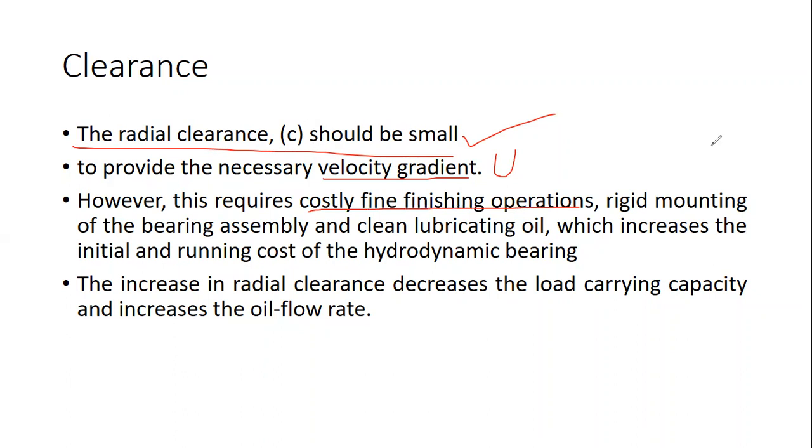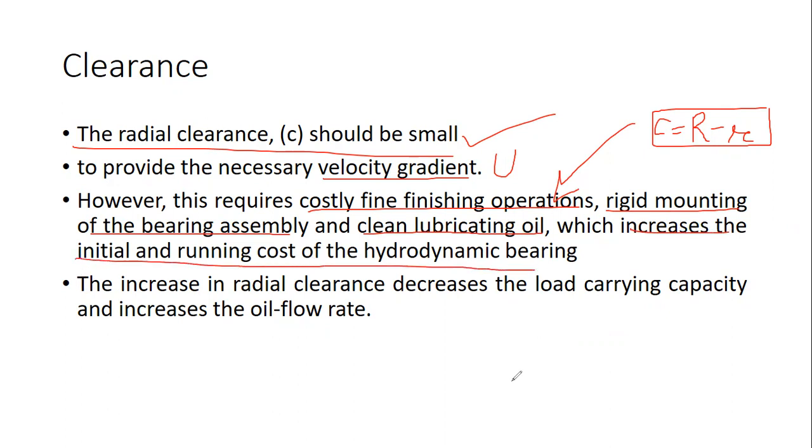What is radial clearance? It is the radius of the bearing minus the radius of the journal or shaft. Though we keep this radial clearance small, obviously fine finishing operations will be required, which will be more costly. You will require rigid mounting of the bearing assembly. Also, you'll require clean lubricating oil. And all these things are going to increase your initial and running cost of the hydrodynamic bearing.